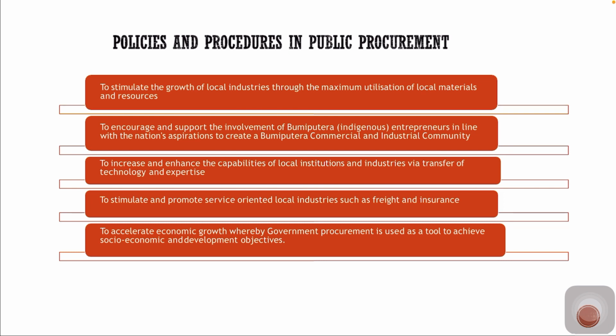Next, to stimulate and promote service-oriented local industries such as freight and insurance. Freight ni kalau you tahu, dia adalah transport services lah, yang bawa-bawa kargo tu kan, yang besar-besar apa semua. Last but not least, to accelerate economic growth whereby government procurement is used as a tool to achieve socio-economic and development objectives. Sebab itulah saya cakap public procurement is one of the most powerful driver of development. Sebab daripada public procurement inilah kita boleh menilai bagaimana kerajaan menolong rakyat mereka dalam aspek socio-ekonomik dan juga pembangunan.